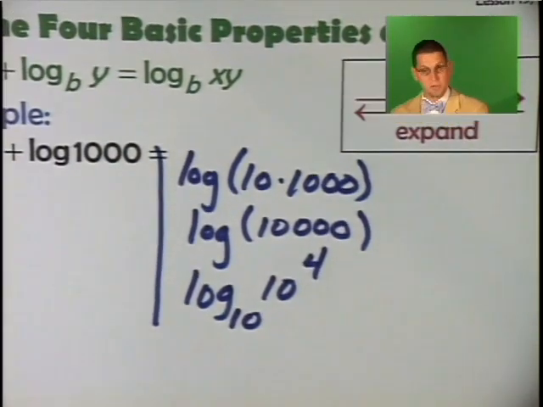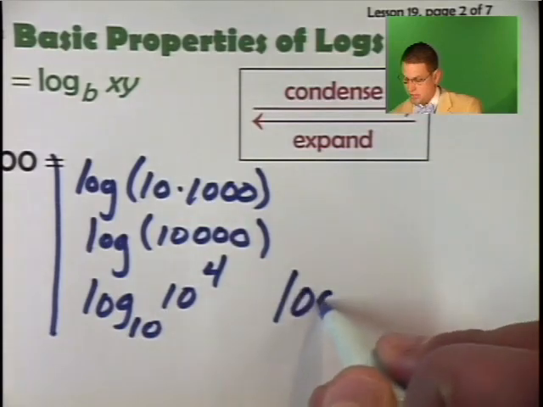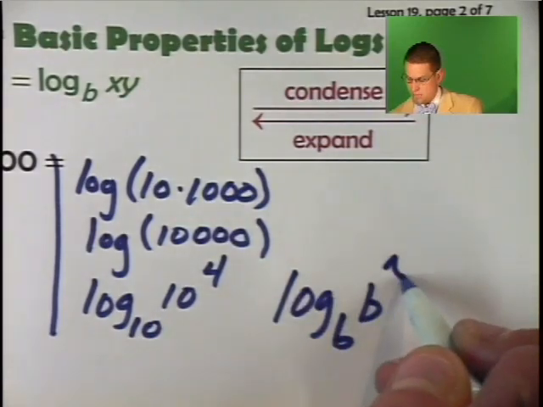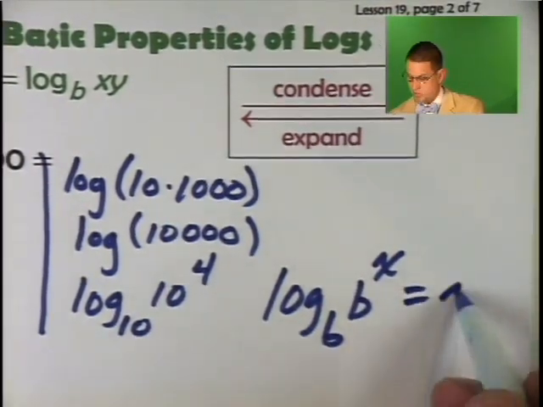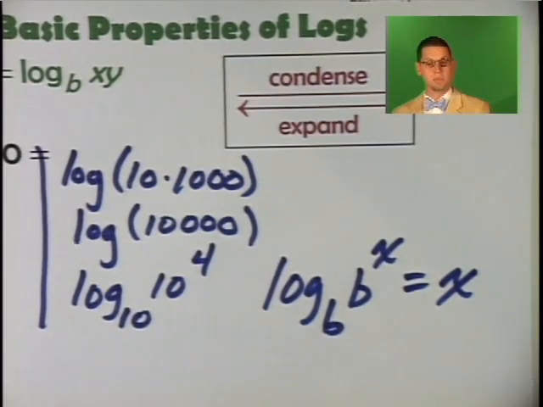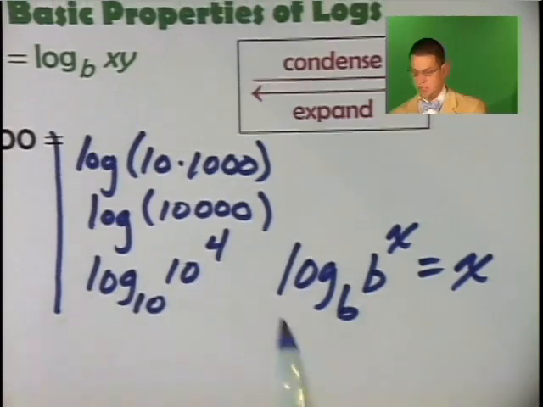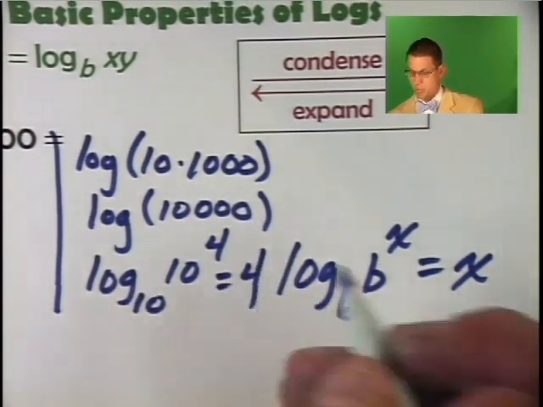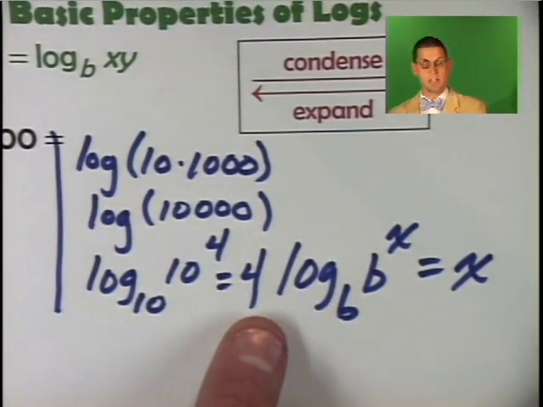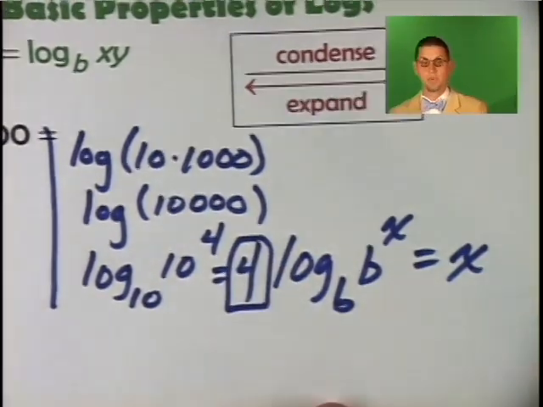Now remember the property from the last show, where I said log base b of b to the x is nothing more than x, because the log and the exponential undo themselves and we end up right back where we started. So log base 10 of 10 to the 4th would equal 4. So that's what we get on the right side if we actually use the property. We get the number 4.